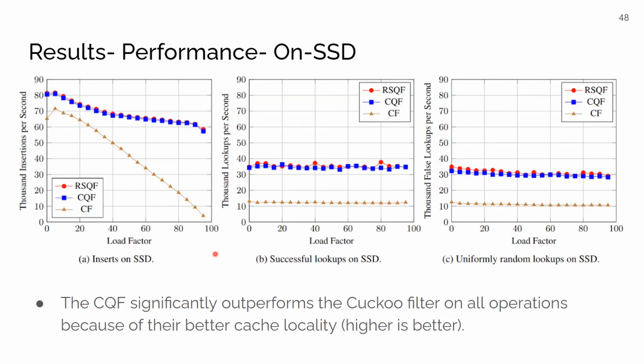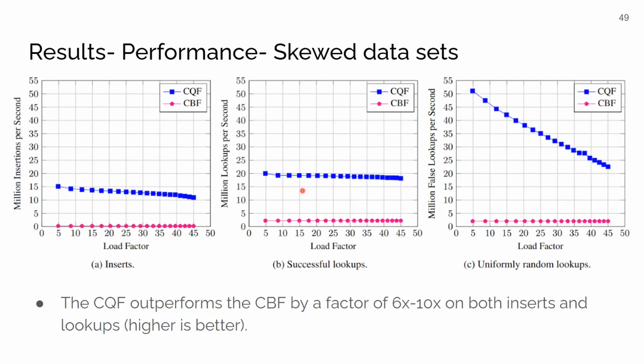Now let us look at the performance on SSD. Again, on the horizontal axis, we have the load factor, and on the vertical axis, we have 1000 operations per second. As we can see, the CQF significantly outperforms the cuckoo filter on all operations because of its better cache locality. And we can also notice that the throughput for cuckoo filter for lookups is approximately half of that of CQF and RSQF. This is because cuckoo filter requires 2 lookups, whereas RSQF and CQF only require 1 lookup on disk.